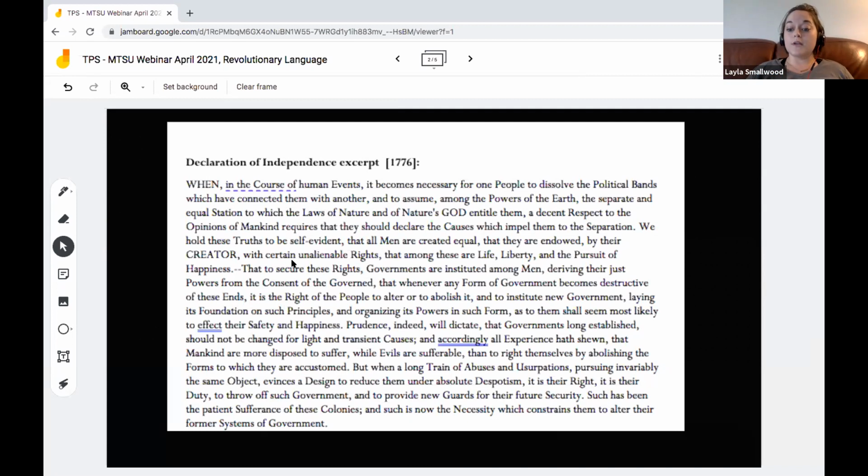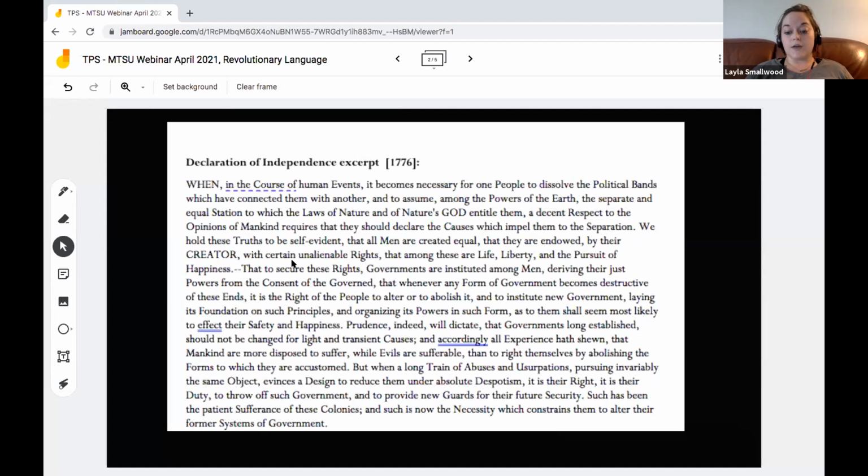When in the course of human events, it becomes necessary for one people to dissolve the political bands which have connected them with another, and to assume among the powers of the earth the separate and equal station to which the laws of nature and of nature's God entitle them, a decent respect to the opinions of mankind requires that they should declare the causes which impel them to the separation. We hold these truths to be self-evident, that all men are created equal, that they are endowed by their Creator with certain unalienable rights, that among these are life, liberty, and the pursuit of happiness.